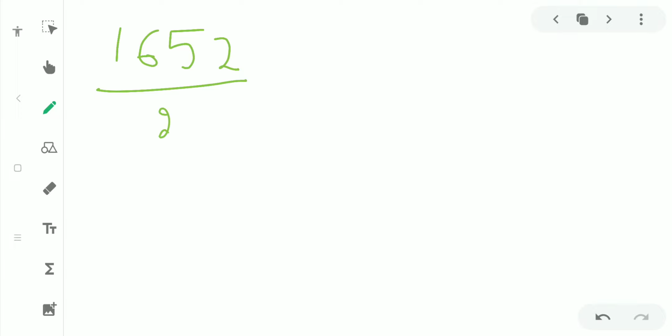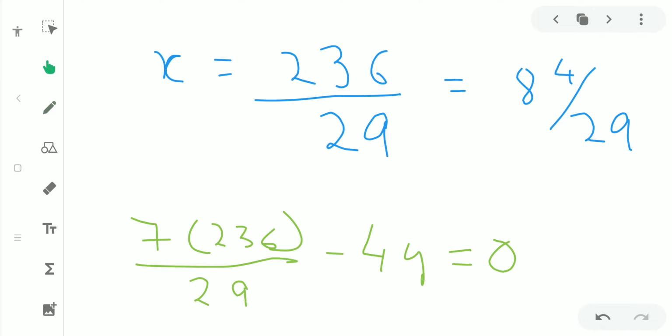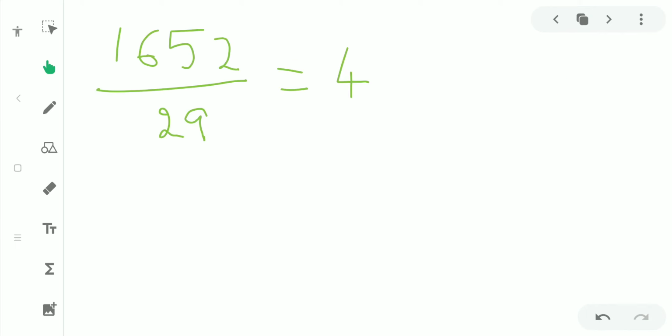Divided by 29, which is equal to 4y. I just transposed 4y onto the RHS, so it will become plus 4y. Now if I transpose 29 to the RHS, it will become 29 into 4y, that is nothing but 116y, which is equal to 1652.